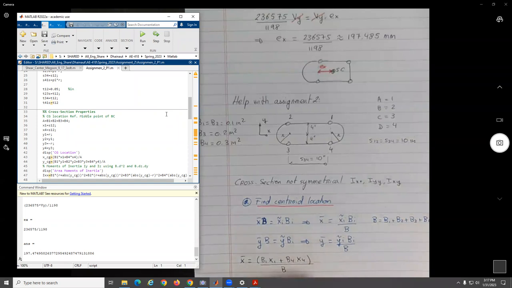Okay, and the Y bar. And I need to specify something now, but I will do it later. B1 Y sub 1, plus B2 Y sub 2, plus B3 Y sub 3, plus B4 Y sub 4, divided by B. I'm going to give you the values.